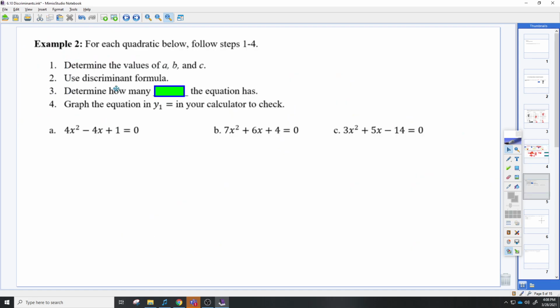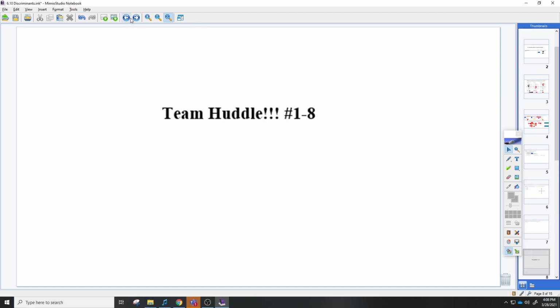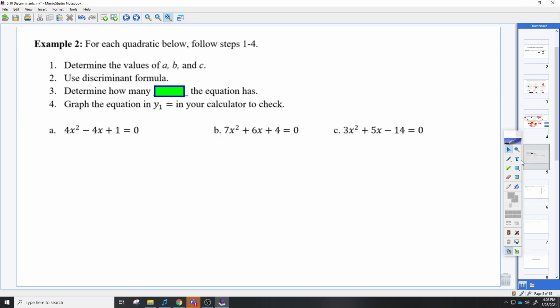So I wrote out the steps in this example. We're going to try some random examples here, a couple of examples, and then we'll be able to wrap it up. That's really what we're practicing today. Okay, so for each of the quadratics below, we're going to follow steps 1 through 4. Determine the values of a, b, and c.